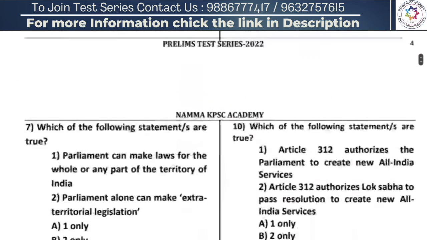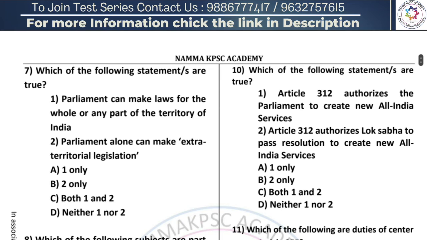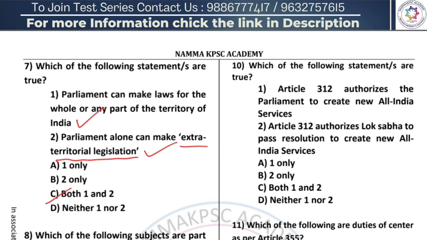Going forward to the next question here, the 7th question, which of the following statements are true? Statement 1, Parliament can make laws for the whole or any part of territory of India. And statement 2, Parliament alone can make extraterritorial legislation. Statement 1 is absolutely true. And Parliament alone can make extraterritorial legislation: yes, only Parliament can make it, and no state legislature is empowered to make extraterritorial legislation. So the right answer here is option C, both 1 and 2.